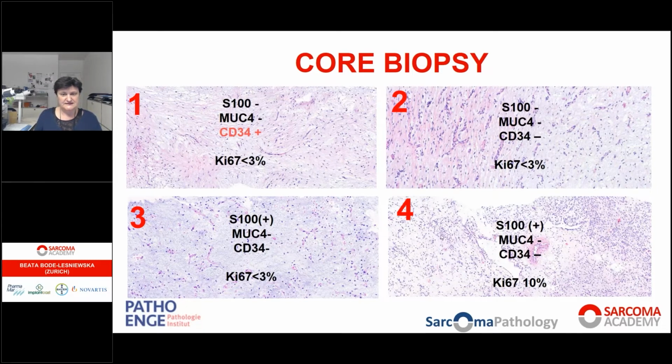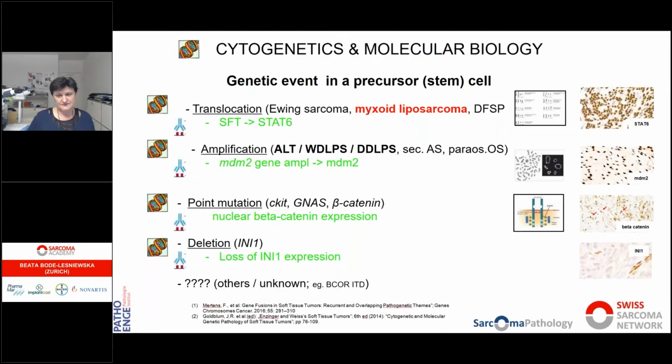So based on this immunoprofile, combined with the histopathology, it is possible to diagnose the first tumor as an intramuscular myxoma. However, the differential diagnosis is still open for the three other tumors. So we proceed with molecular testing.